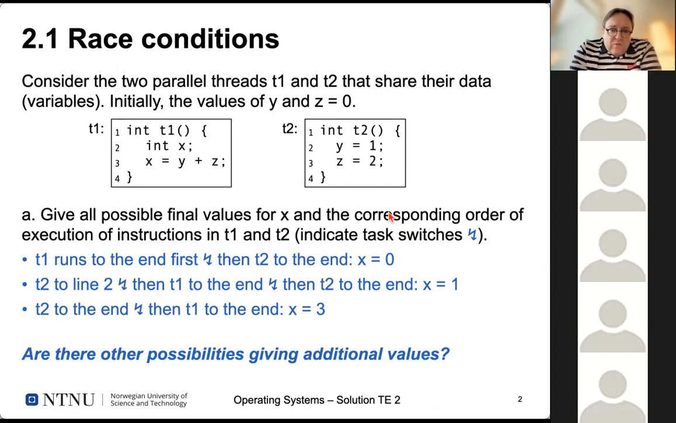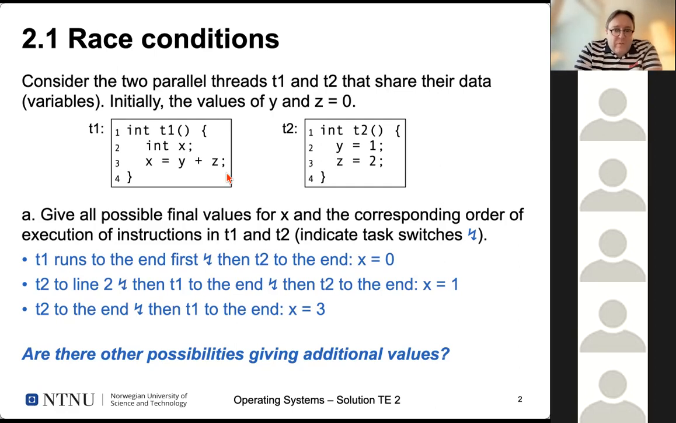And the first question was to give all possible final values for x and the corresponding order of execution of instructions in T1 and T2. My goodness, I should learn reading. Essentially, you should figure out where a context switch between threads could happen, and how this affects the shared values of y and z and our result.